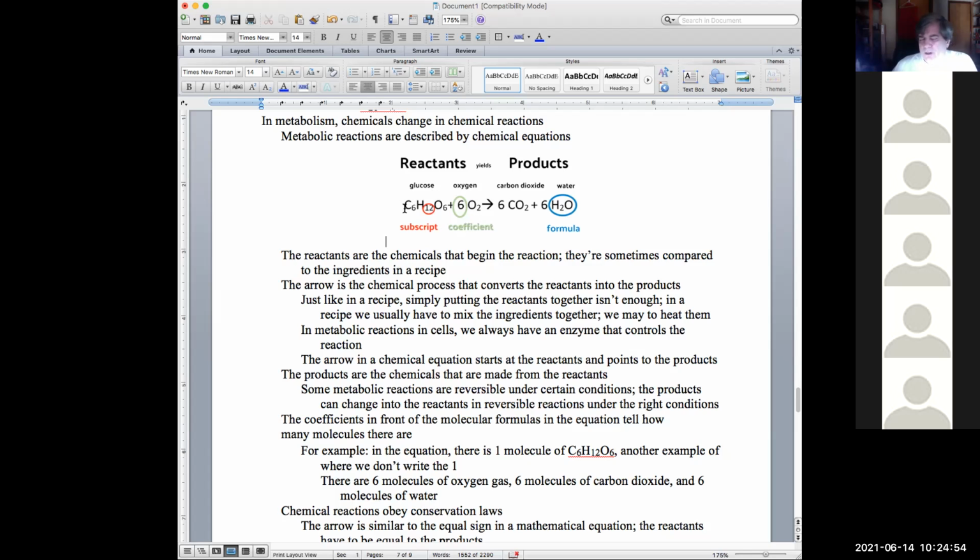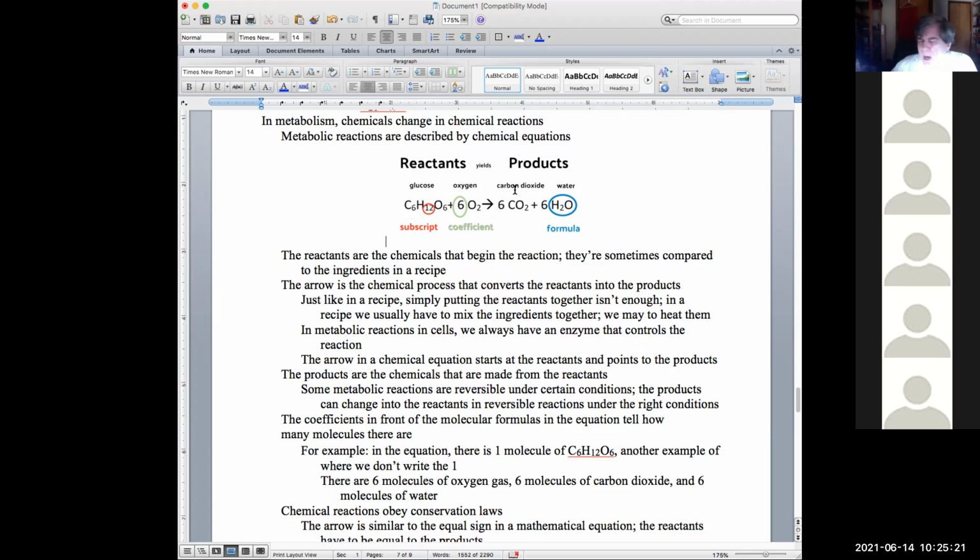And what we're going to do is mix our glucose with O2, oxygen. But notice we have 6 O2s. So if we just had O2, we would have 2 atoms of oxygen, but we really have 6 times that 2. We have 12 atoms of oxygen represented by this 6O2.